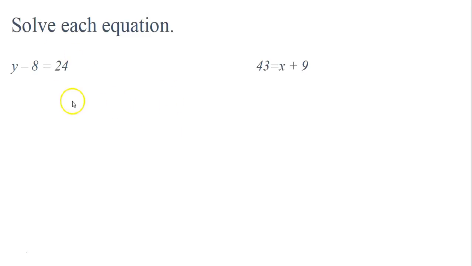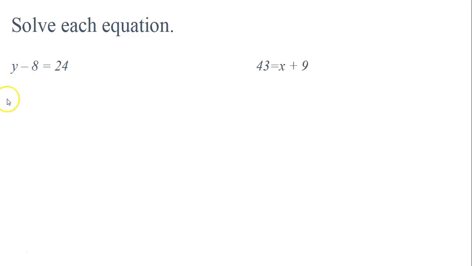So we just talked about isolating the variable. What does that mean? We want to get the variable, which is y in this case, by itself on one side of the equation. The equal sign is what splits up the equation. Right now the 24 is by itself on one side of the equation. We want to get y by itself. We want to isolate the variable.